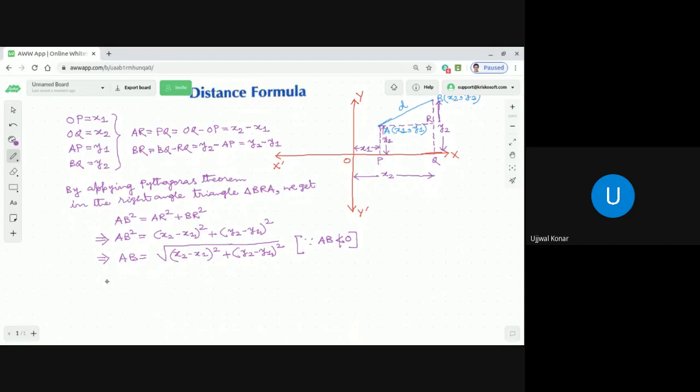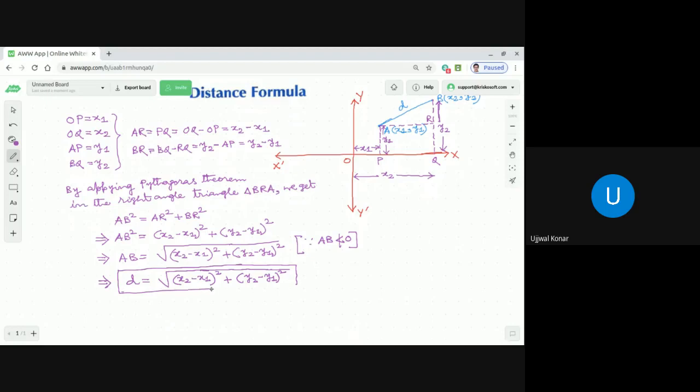So what is AB? AB is the distance. So what is the value of the distance we get, dear student? We get the value of the distance D is equal to square root of x2 minus x1 whole square plus y2 minus y1 whole square. This is the distance between 2 points whose coordinates are given.